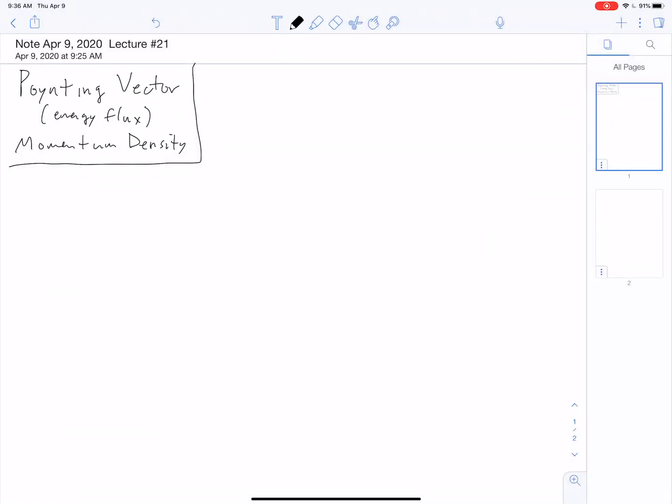Okay, folks, it's time for the next online lecture. Today, we're going to talk about two things. We're going to derive the Poynting vector, and we're going to talk about momentum density for electromagnetic fields.